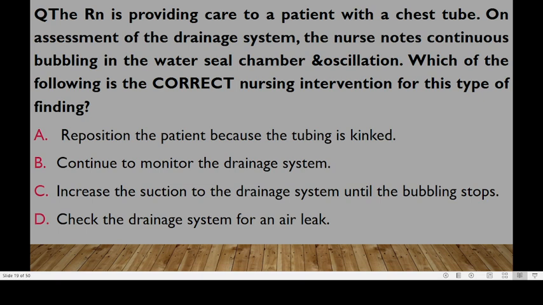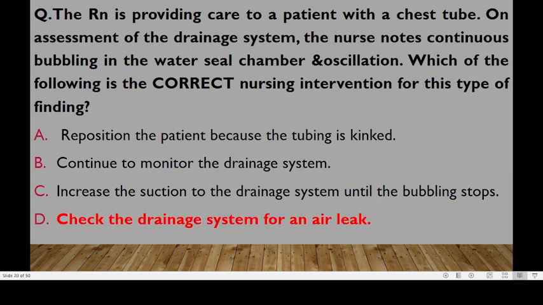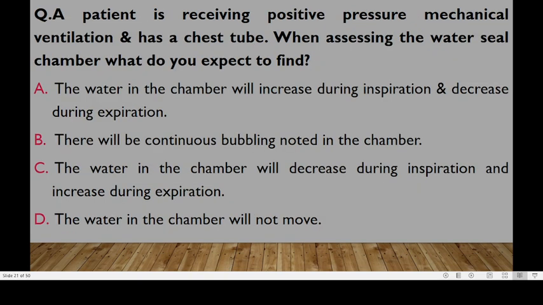A: Reposition the patient because the tubing is kinked. B: Continue to monitor the drainage system. C: Increase the suction to the drainage system until the bubbling stops. D: Check the drainage system for an air leak. So the best answer here is D. You need to check the drainage system for an air leak because that is an abnormal finding at this stage.